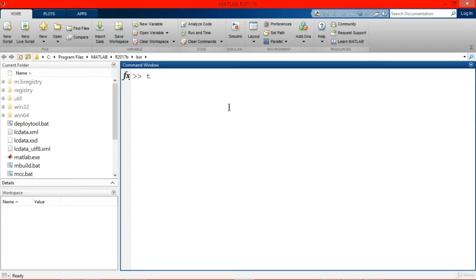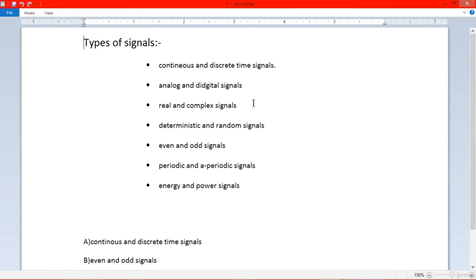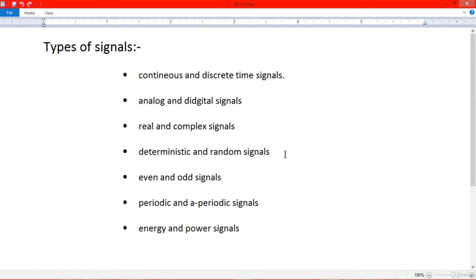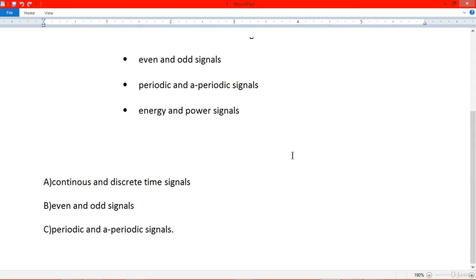Now let's see how we can classify signals. Signals can be classified into different types: continuous and discrete time signals, analog and digital signals, real and complex signals, deterministic and random signals, even and odd signals, periodic and aperiodic signals, and finally energy and power signals. Out of these seven, we'll be discussing three important signal types, which are continuous and discrete time signals, even and odd signals, and periodic and aperiodic signals.